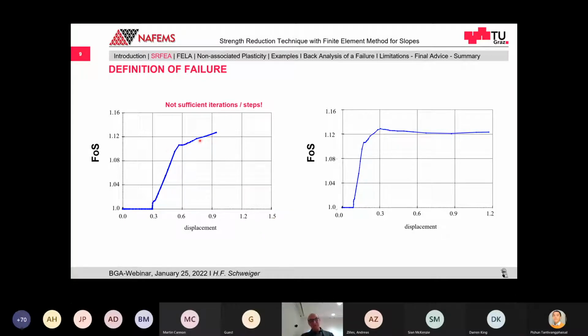So that after 100 steps or whatever, you get a curve, FOS here, factor of safety here, and maybe displacement or steps, doesn't matter what you plot here, ends up like this. So this result is useless. You cannot check any factor of safety from this graph.